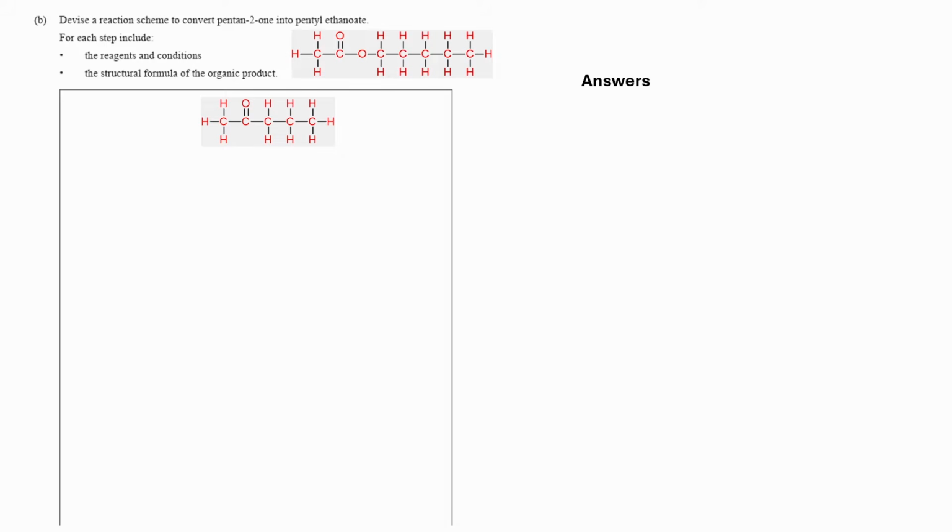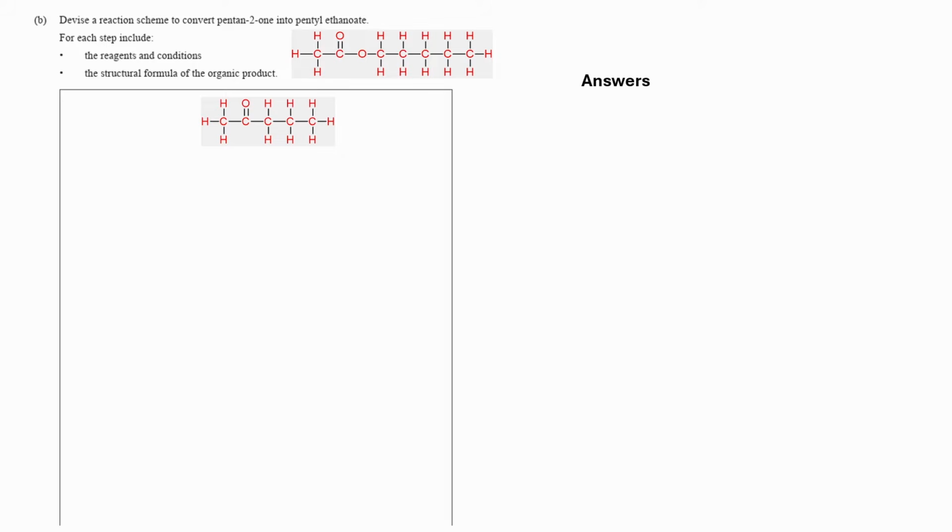In order to make the ester, the alcohol group has to be off the first carbon, so we need to move this group from the second carbon to the first carbon. Now the way that we usually do this is we do a series of elimination and addition reactions, but in order to do an elimination reaction we need to convert this carbonyl functional group, or the ketone functional group, into an alcohol functional group.